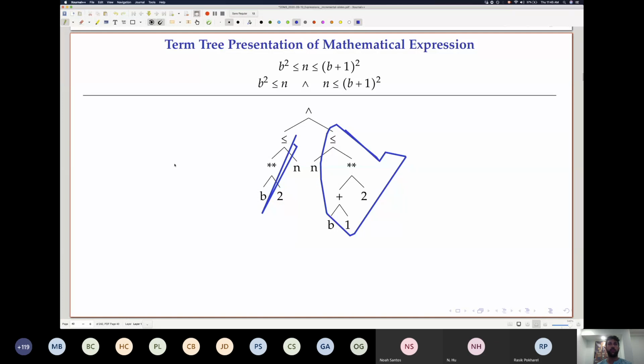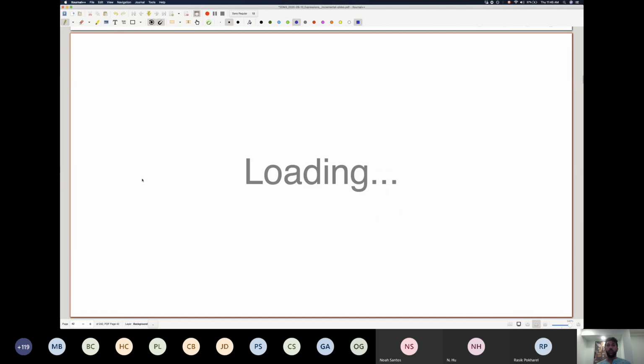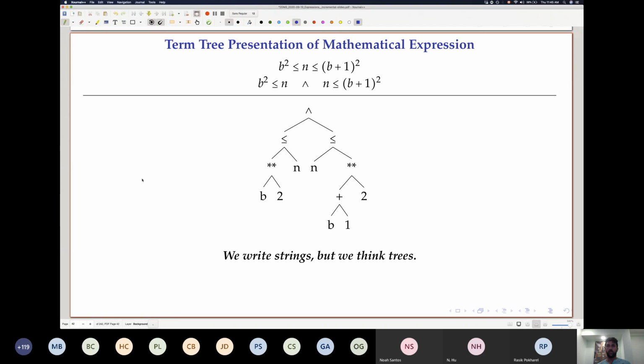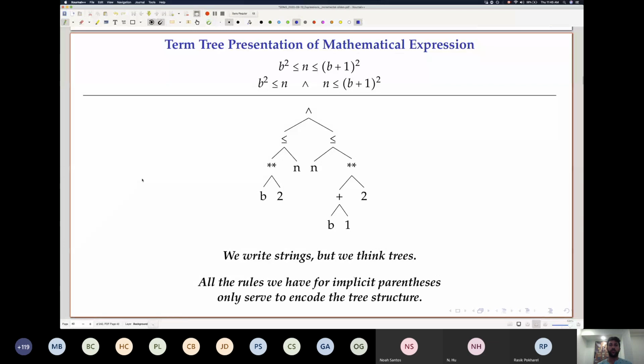I need better software for drawing on my screen. Apologies about that. Anyhow, go to the next slide. My software seems to be a bit slow.